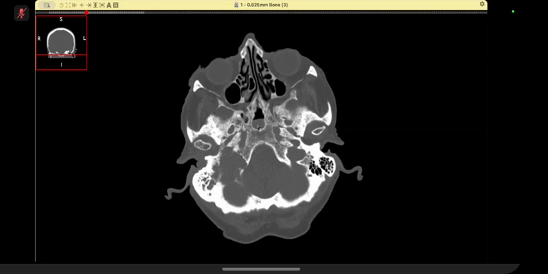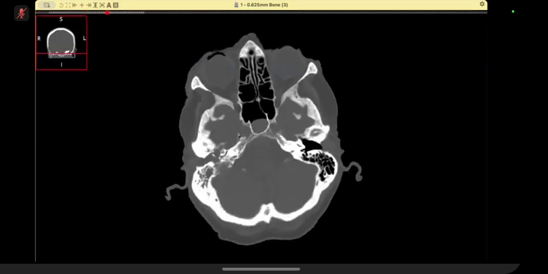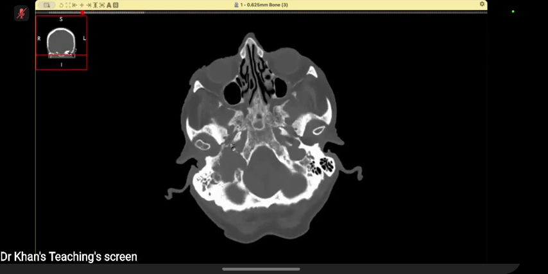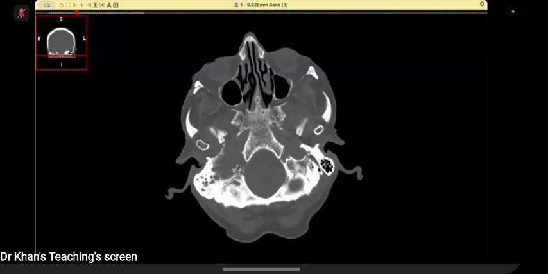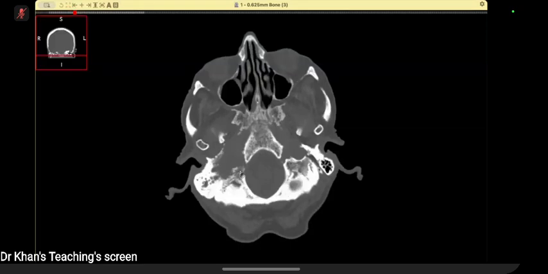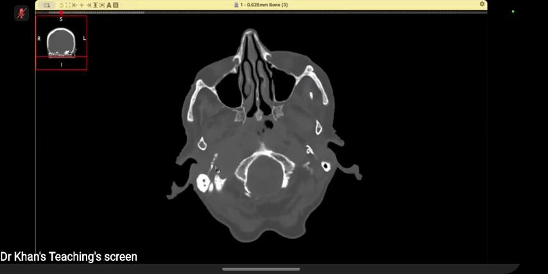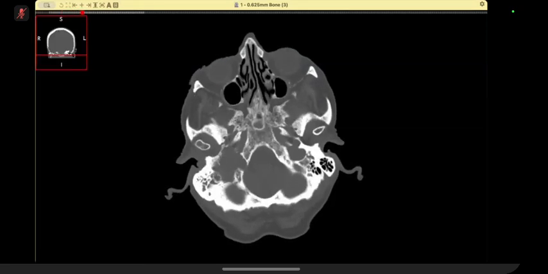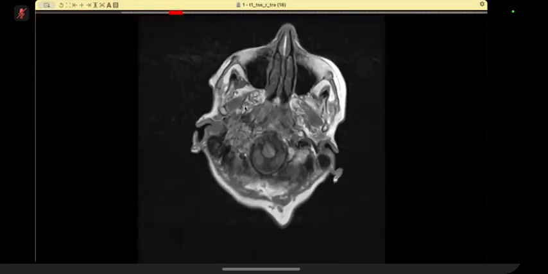The software actually is hanging, so just bear with me. Now it's fine. So if you see, look at the edges here, and this is the permeative bony destruction, and this is a key exam sign in this case. Mention that this is permeative bony destruction. Then the candidate did very well.